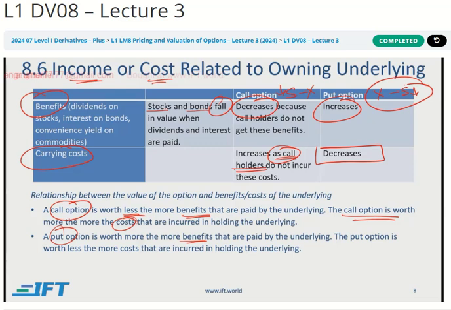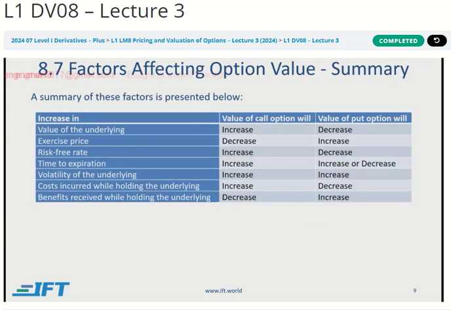And as far as the costs are concerned, your put option will be worth less because there is cost in holding the underlying asset. Here is a summary. The value of the underlying increases the value of a call option and decreases the value of a put option, because it's X minus S for the put, and S minus X for the call.